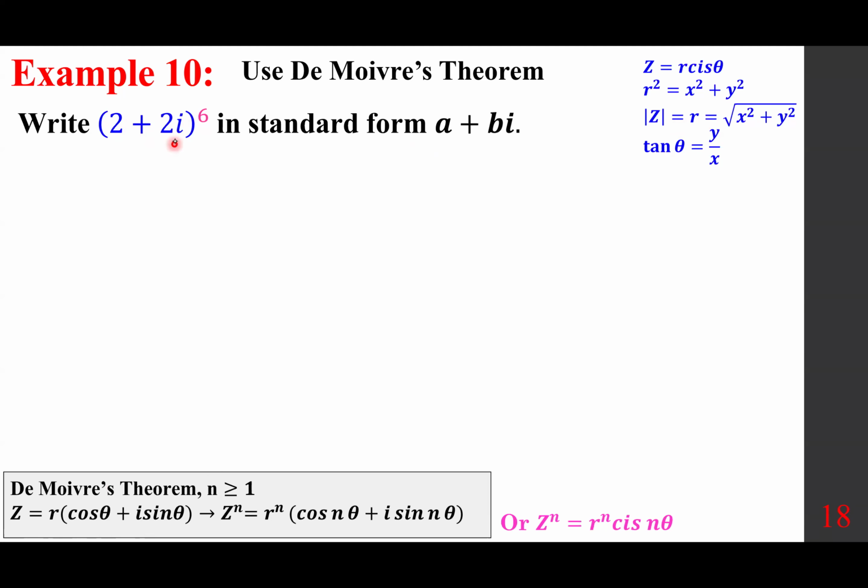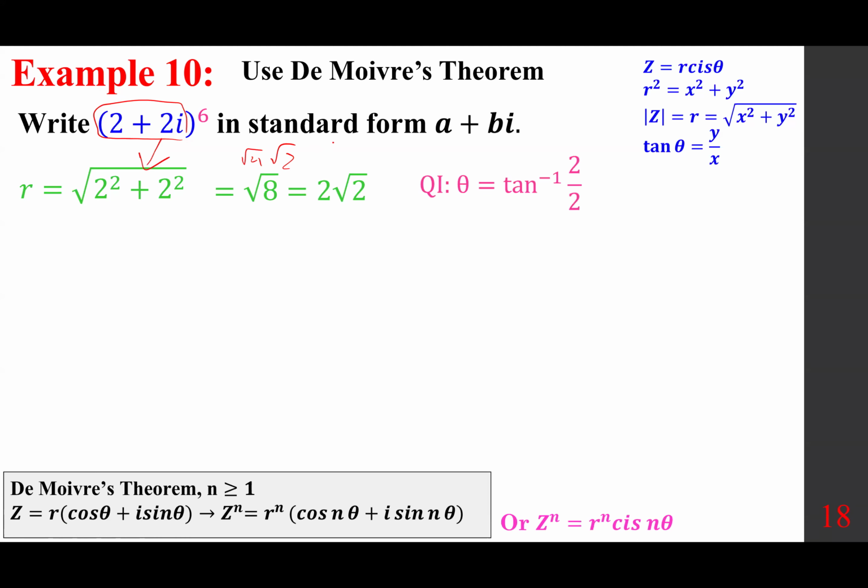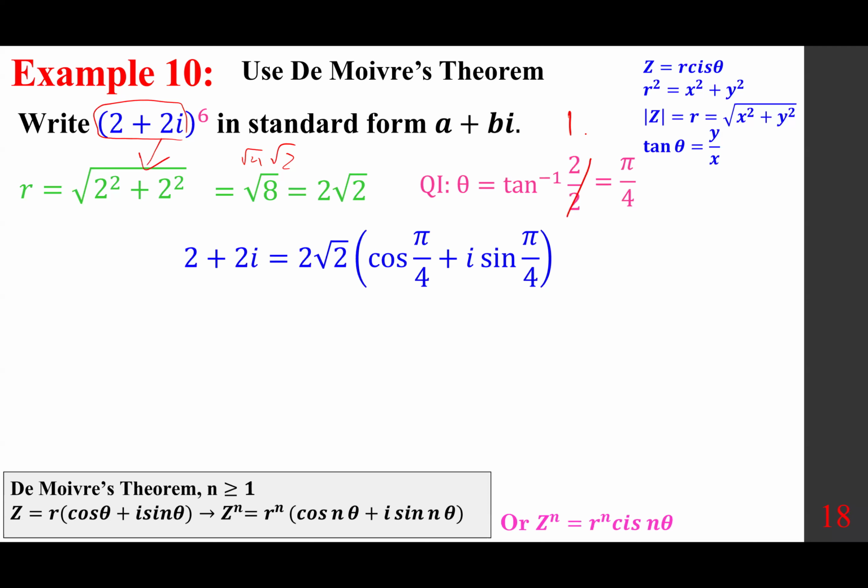So this number, 2 plus 2i. This is 2 squared plus 2 squared under the radical. 4 and 4 is 8. So square root of 8. I hope everybody knows this is 2 square root of 2. This is square root of 4 times square root of 2, and 4 comes out as 2. Then theta is tan inverse of 2/2, tan inverse of 1, or simply pi over 4. So 2 plus 2i is r cis theta, 2 square root of 2 cis pi over 4, or cosine of pi over 4 plus i sine of pi over 4.